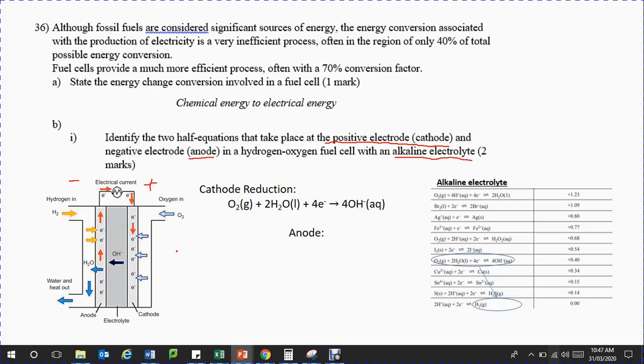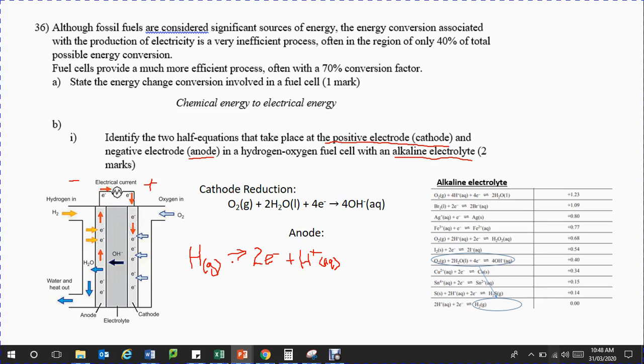So what happens is our hydrogen gas will lose 2 electrons, forming hydrogen ions. Those electrons can't pass through the electrolyte. They are forced to travel along through the wire from the anode to the cathode, and that's our current.